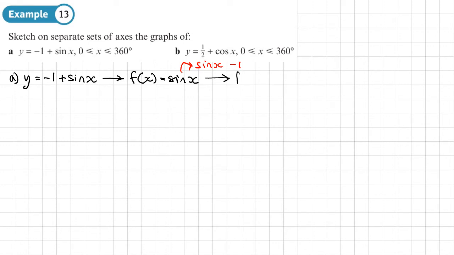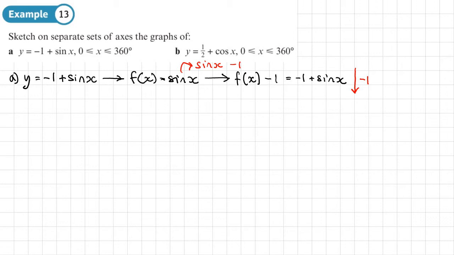So basically I've got the graph of f of x minus 1, or plus negative 1. So that equals negative 1 plus sine x. So I can see what this is going to do. This is going to move the graph up by negative 1, or move it down by 1. So I just need to shift the whole graph of sine down by 1.